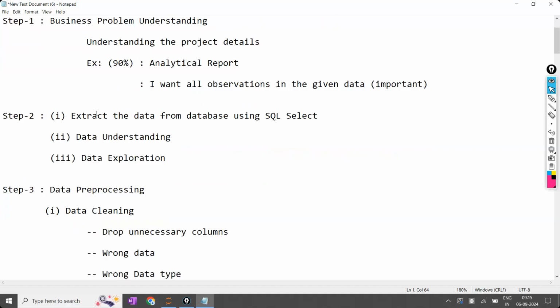Next step, step 2, extracting the data from the database by using SQL. Since the data is in a structured format, the data will be in a structured database, and access will be done by using SQL. Once we extract the data from the database, we will understand the given data and do the data exploration. These all come under step number 2.